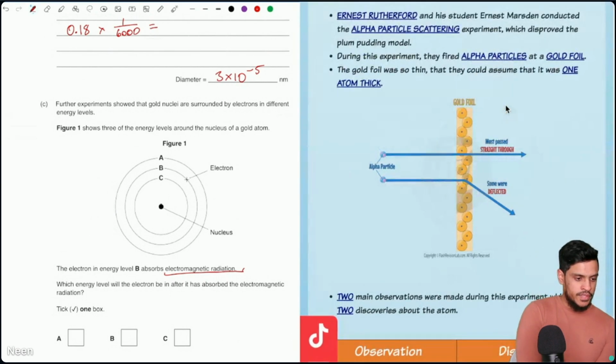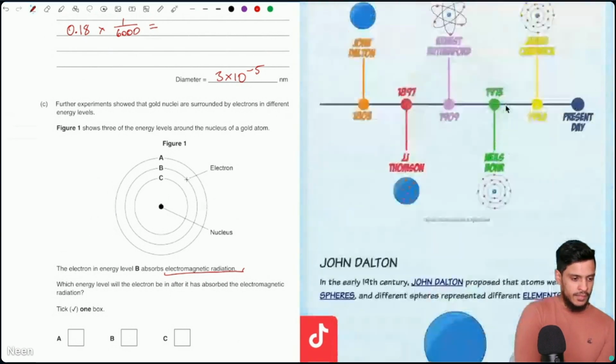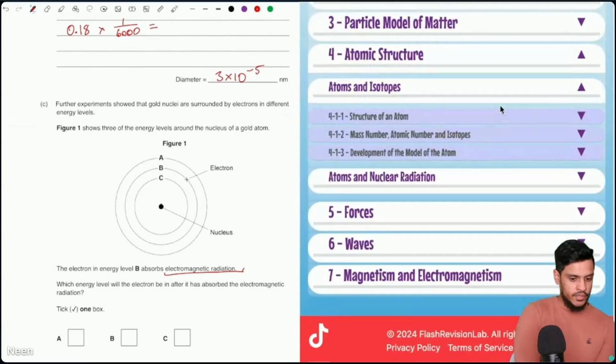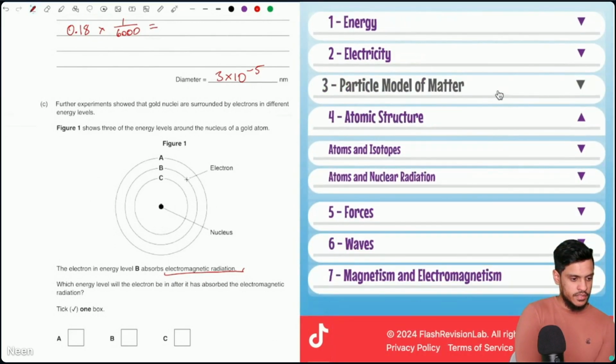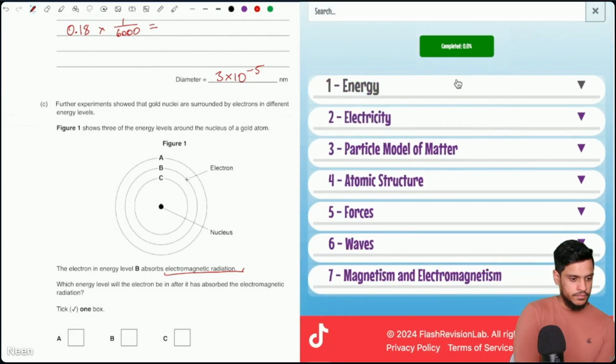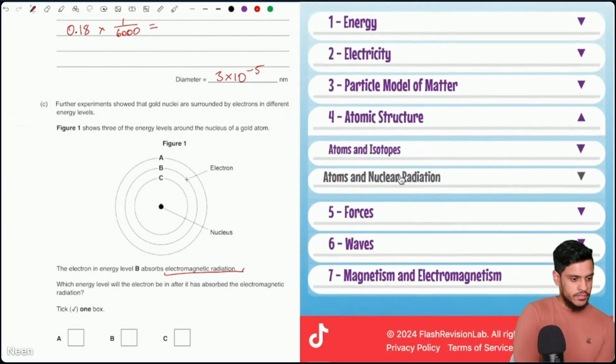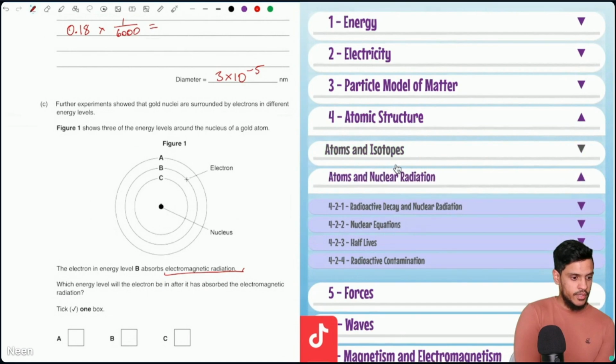electromagnetic radiation. Which energy level will the electron be in after it's absorbed electromagnetic radiation? This is one of those topics that people usually forget about. Let me remind you. Anyone know the answer? Let me know in the comments if you know the answer. This will be under atomic structure. C, yep, C is correct. Well done.